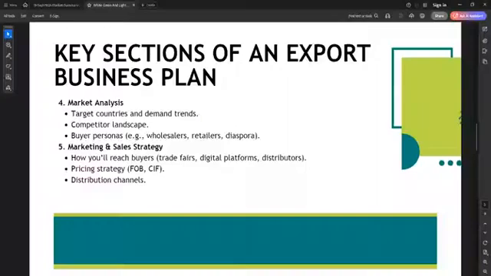So pricing strategies: which Incoterm are you using for your pricing strategy? Is it free on board? Is it cost, insurance and freight? Is it cost and freight?